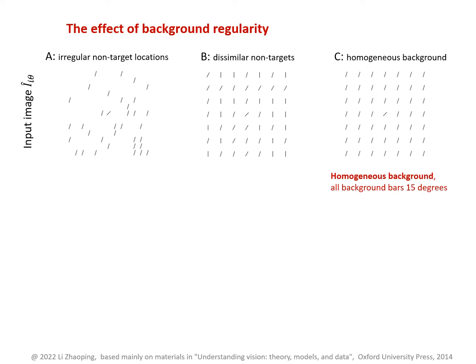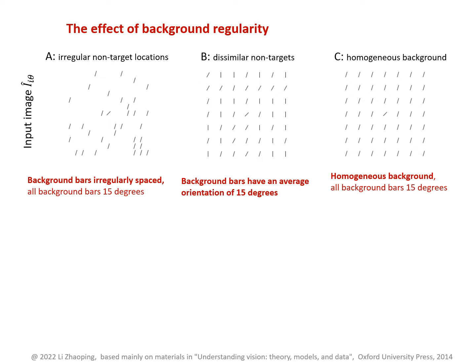Here, all background bars are 15 degrees from vertical and spatially regular. It has been known that a feature singleton is more salient when the background is homogeneous. In this image, the background bars are randomly placed, although they are uniformly oriented. Here, the background bars are randomly oriented around 15 degrees, although they are regularly placed.